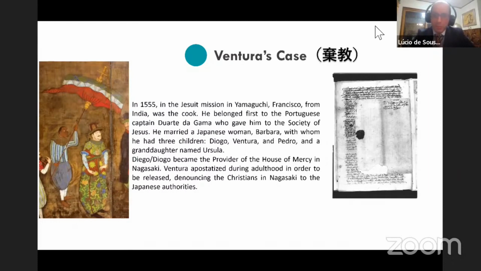Anyhow, about these 3, Diogo, Ventura, Pedro, one of them, Diogo, the elder one, became one of the leaders of the Christian mission in Nagasaki, the House of Mercy, that helped poor people, orphans, women, lepers. Ventura went the other way around. He apostatized. He was completely against the Christian faith. And in fact, because he had such a deep connection with that Christian community, he started identifying in the city everyone that belonged or was associated with the Society of Jesus. So we have many reports about him, and people lived in fear of meeting him and being recognized by him.